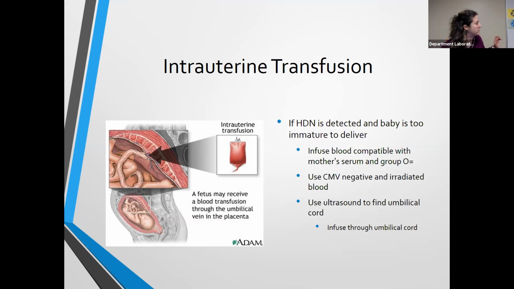We will talk exactly how this procedure is done when we talk about moms and babies. But if you ever are involved in an intrauterine transfusion, it's very important that you use O-negative red cells because we don't know what the baby's type is at this point, right? We know what mom's type is, but we don't know what baby's type is. All right, so we will want to do O-negative and then make sure it's compatible with mom's plasma, all right?